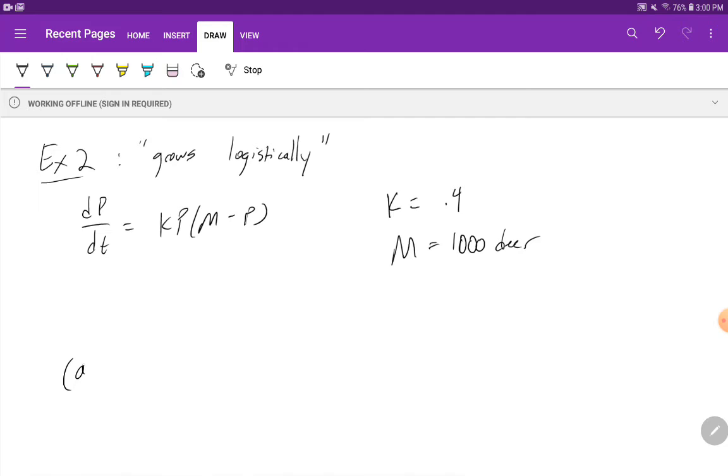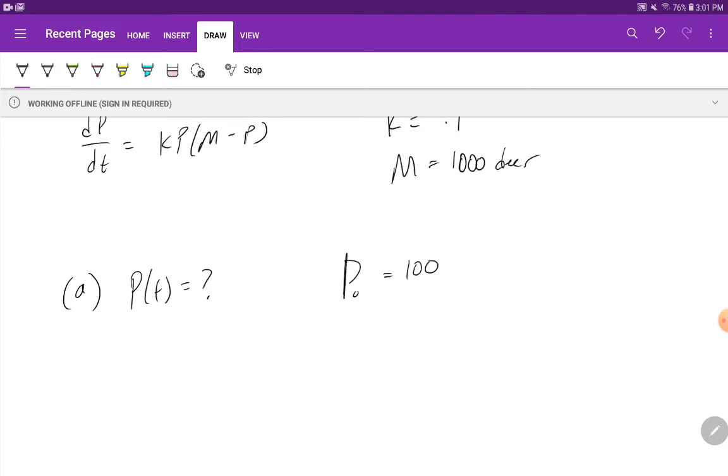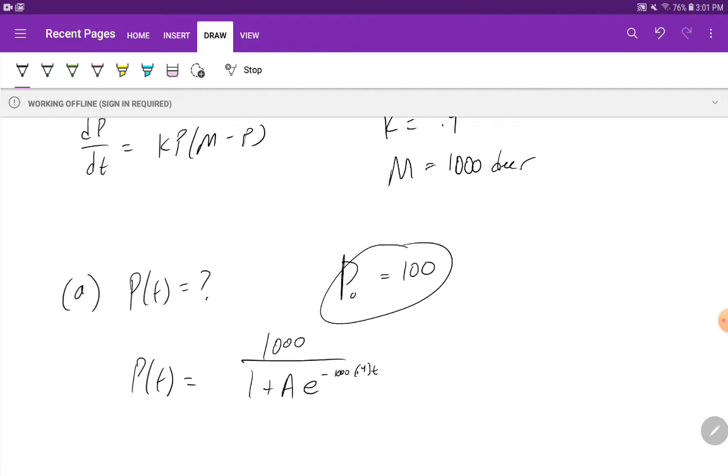And in the first part they say, find the deer population. So we're looking for P(t). If the initial population is 100, so you start off with 100 deer, and they give you the initial amount. So we use the formula, right? Hopefully you guys are good at memorizing at this point. P(t) is going to equal your carrying capacity, 1,000, over 1 plus A, which is based off your initial, e to the negative m k, which is 0.4, t.